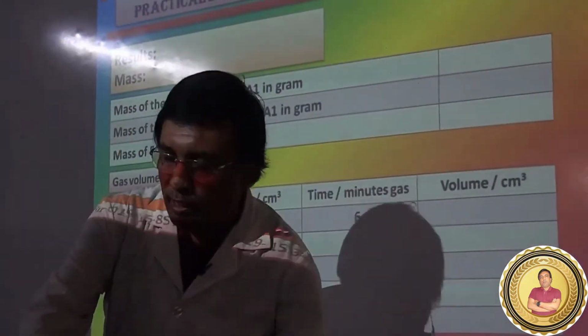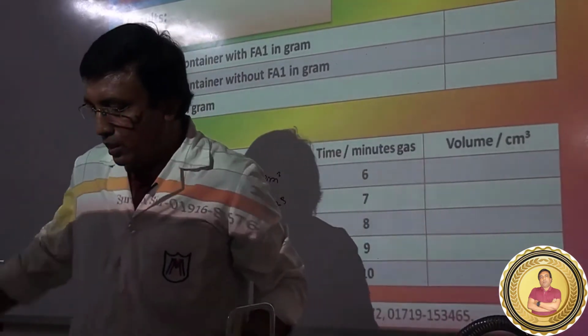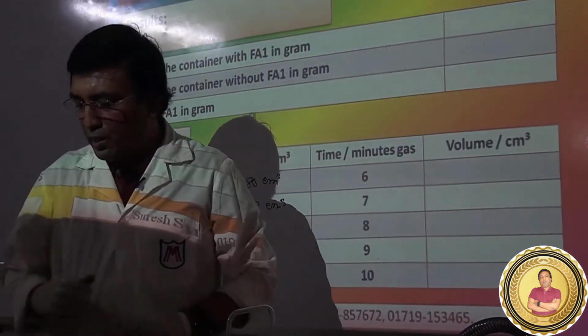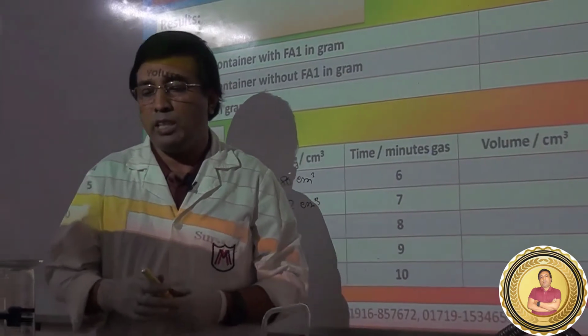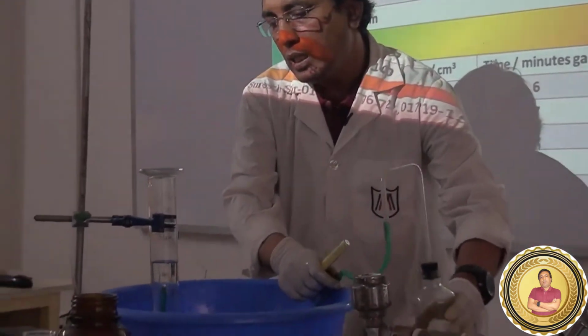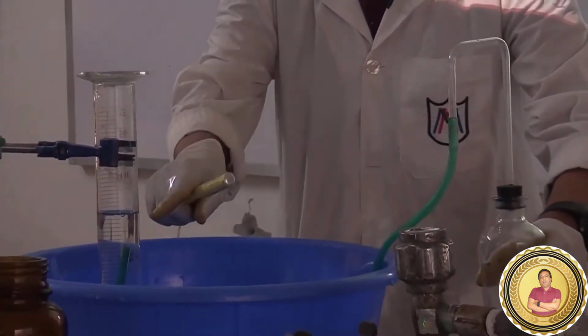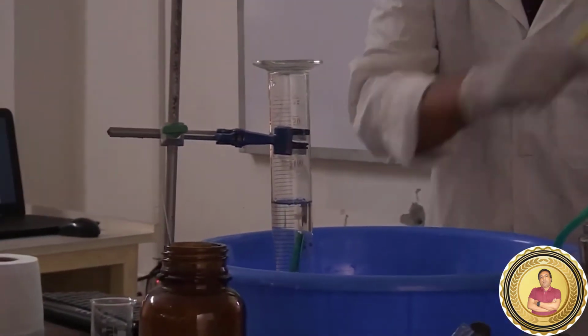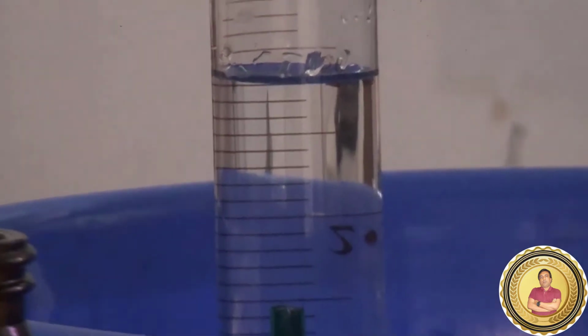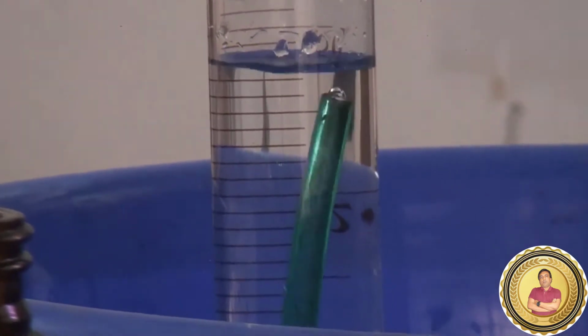And gas is gradually evolving. We are measuring, and now the time is 2 minutes and 45 seconds. We want to see what the volume is. We have to shake as well. I have to see the volume of gas. You have to focus here, here and here. Bubbles are coming out. So look at this. Gas is being evolved.